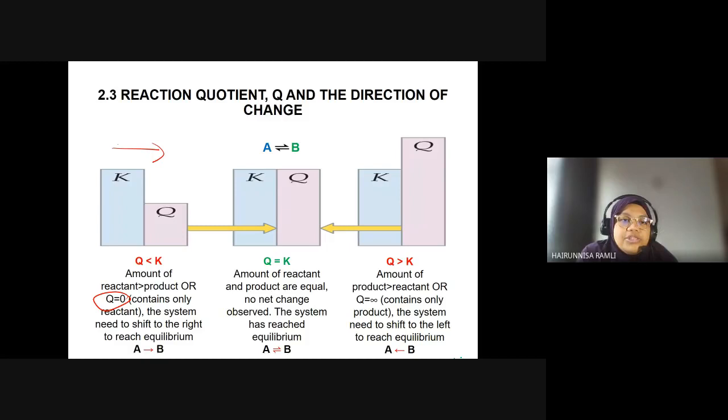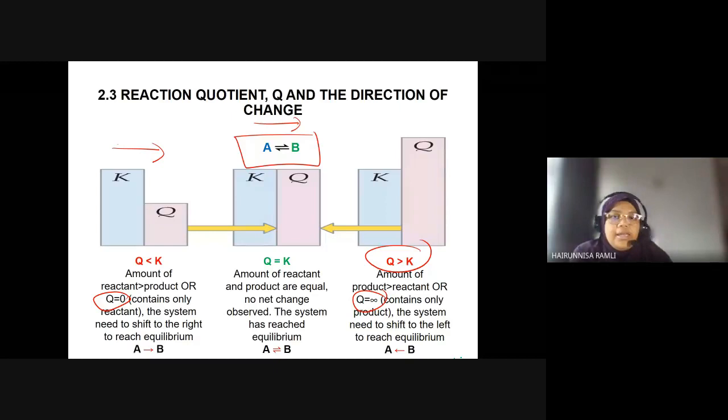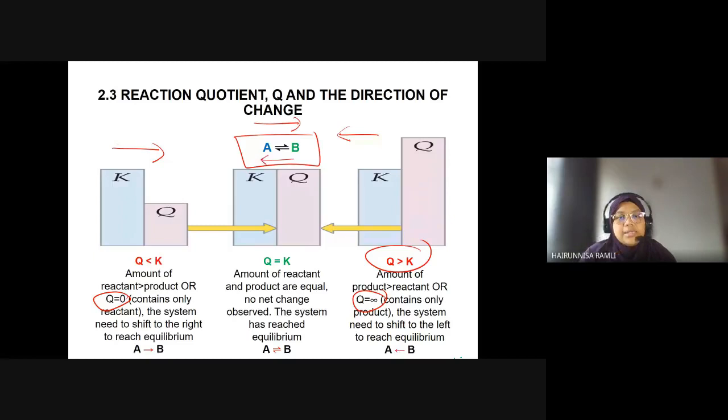This means in this equation, it will shift towards B. Okay? However, if Q is more than K or Q is equal to infinity, you will shift to the left. Okay? Meaning it will produce more A instead of B. Okay? Why did I go back to here? You will go back, you will apply.